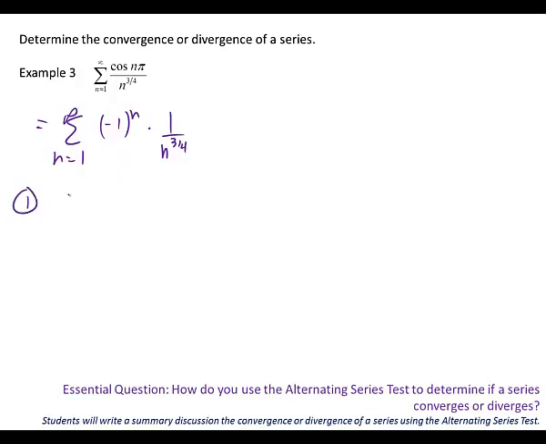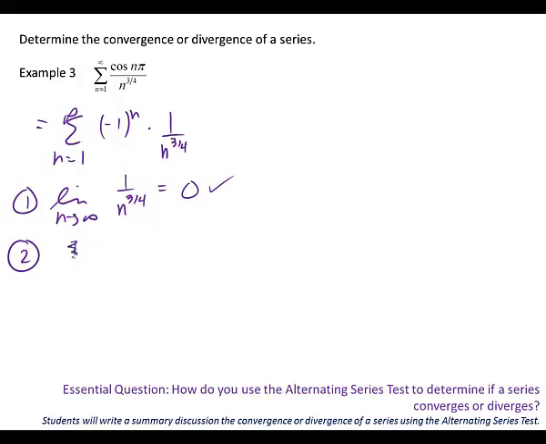All right, so we know it's alternating. The next thing I need to check is the limit. So I'm going to do the limit as n approaches infinity of 1 over n to the 3/4 power. Okay, so when I put an infinity in here, what do we end up with? 0. So did that work? Yes.